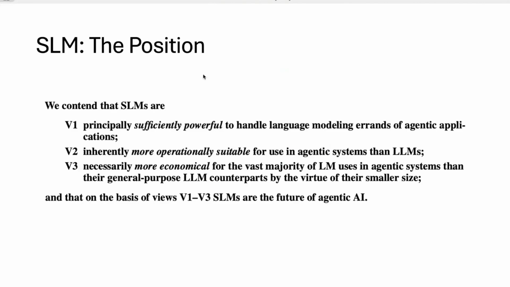And this NVIDIA paper proposed 3 positions on why they think SLMs are the future of agentic AI. The first position is that small language models are sufficiently powerful to handle language tasks in agentic applications. The second is more operational: they are more suitable for use in agentic systems than LLMs. And also they are more economical, right? Especially if we want to land AI in real-world applications and production.